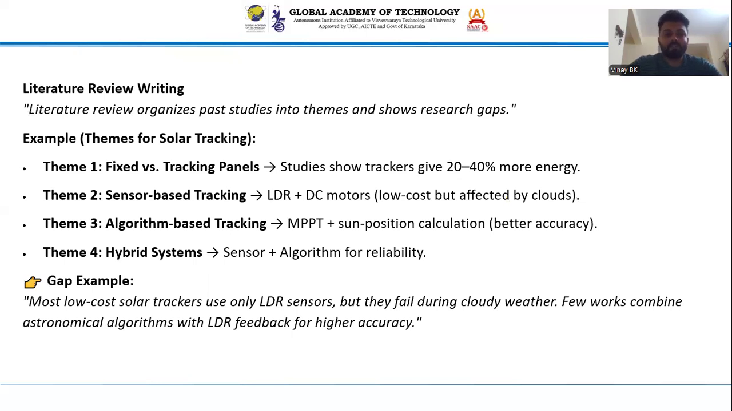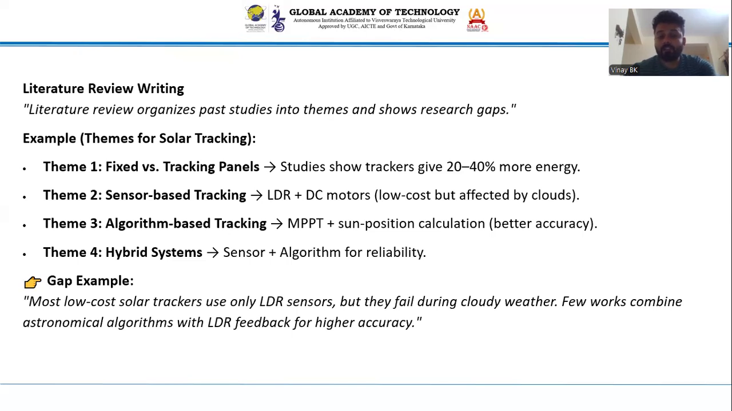So, literature review writing, how do you need to write? Just an example: a literature review organizes past studies into themes and shows the research gap. For example, you can observe themes 1 to 4 here. The themes for solar tracking: fixed versus tracking panel, where studies show trackers give 20 to 40% more energy. Then you can select sensor-based tracking, algorithm-based tracking, and hybrid systems.